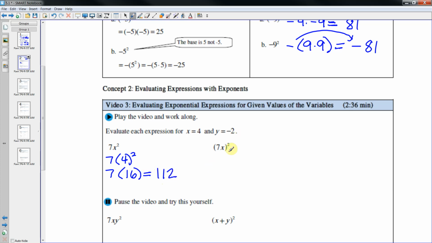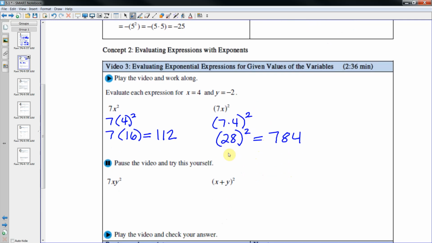Okay, that's going to be a little bit different from this next one. This next one starts with parentheses. So I have 7 times 4 in parentheses squared. So this time I need to do order of operations. I need to do parentheses before I do exponents. So that's going to be 28 squared, which is going to be probably a pretty big number. 28 squared gives me, relatively big, 784. So world difference with parentheses and not parentheses.